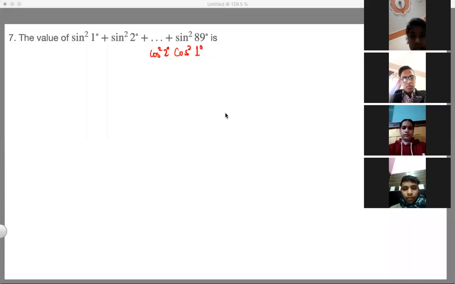Okay, so now we can see the pattern, right? That part is clear. Everybody can see the pattern that from two ends, one end can be converted to the cos side of it, right?